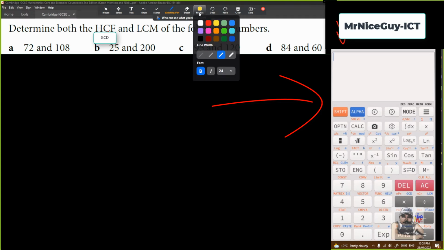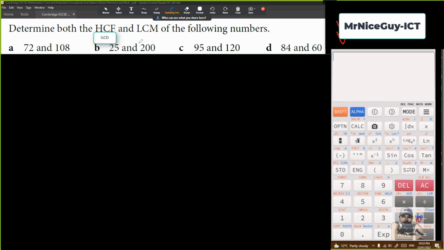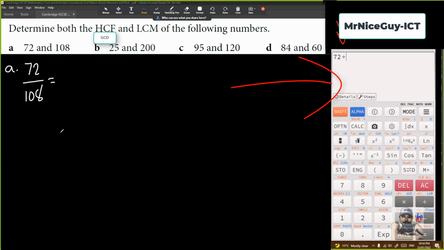Right now, let's start with these two numbers we have on the screen. We have 72 and 108. The first thing you have to do is put them into a ratio, or into numerator and denominator. So 72 over 108. Once you have it, you can use your calculator. On the right side, you can see that I type 72 divided by 108, and you will get the lowest form for it. So 72 over 108 is equivalent to 2 over 3.